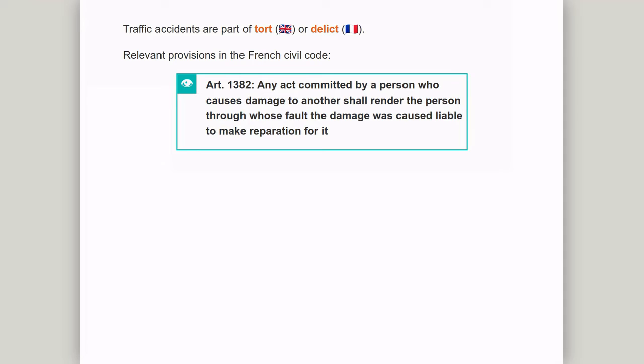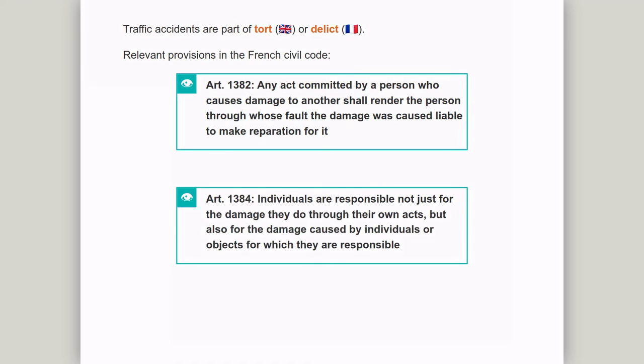1382 says, any act committed by a person who causes damage to another shall render the person through whose fault the damage was caused liable to make reparation for it. 1384 says, individuals are responsible not just for the damage they do through their own acts, but also for the damage caused by individuals or objects for which they are responsible.